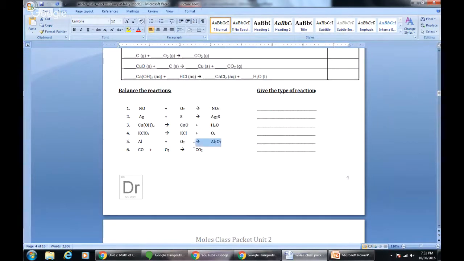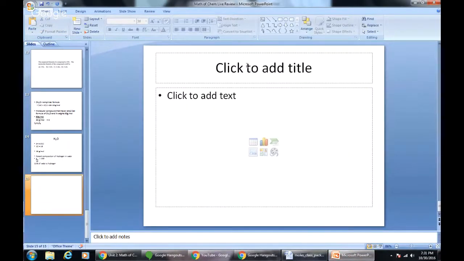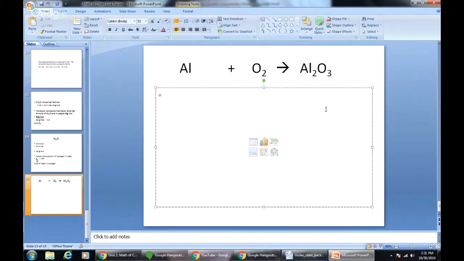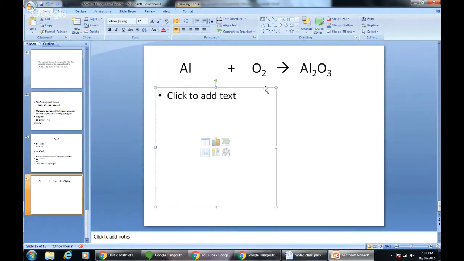Let's do this one, Al2O3. Let me paste that one up here. All right, we need to balance it. The way you do it on the left and the right, you're going to have to count up the atoms. Let me get this.